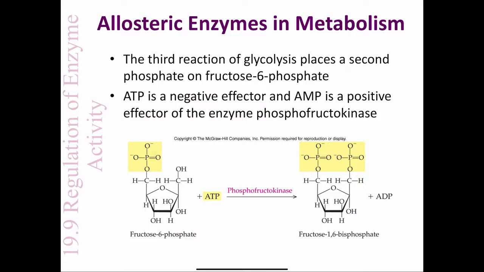Conversely, an abundance of AMP, which is adenosine monophosphate, a precursor of ATP, is evidence that the body needs to make ATP. When AMP binds to an effector binding site on phosphofructokinase, enzyme activity is increased and it speeds up the reaction and the entire pathway. Thus, AMP, adenosine monophosphate, is a positive allosteric effector of the enzyme.